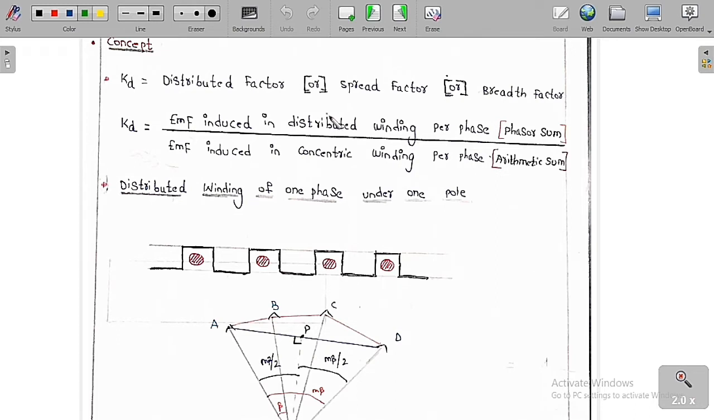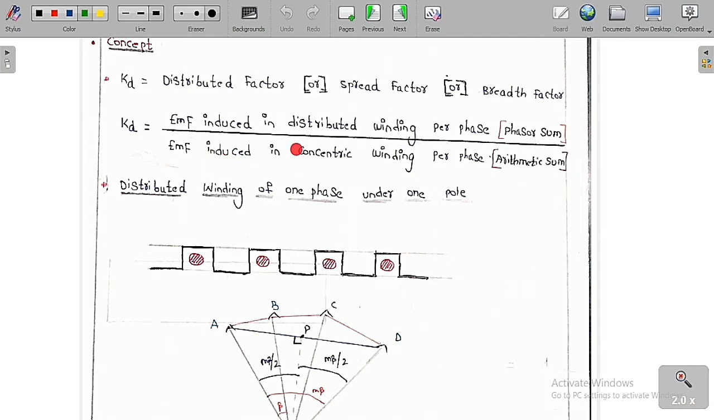So KD is called the distribution factor or the spread factor or the breadth factor. These are the three different names for this KD. So what is the KD?